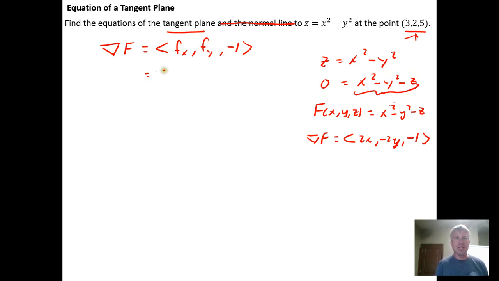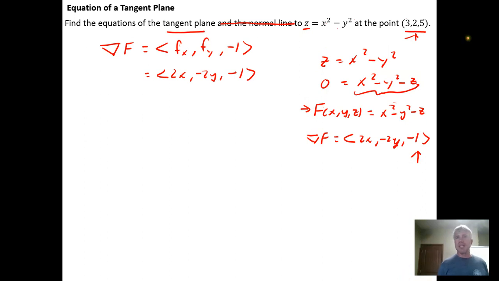This is the same thing that we would get if we just said, what's the partial derivative with respect to x? 2x. Partial derivative with respect to y, -2y. And if it's explicitly defined, you're always going to get a -1 in that third component position. So this is a special case of what we did in the previous video.